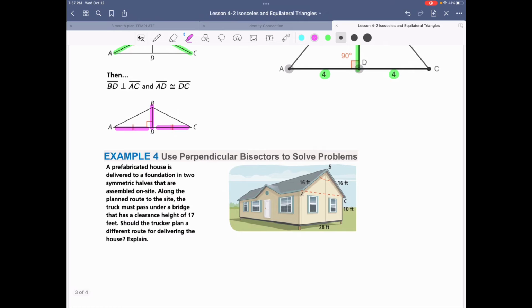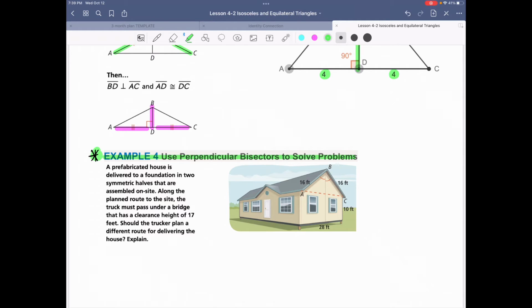For example 4, we will use perpendicular bisectors to solve problems. So if you have a highlighter, you can highlight that. We're using the perpendicular bisector. If you don't have a highlighter, just draw an asterisk. A prefabricated house is delivered to a foundation in two symmetric halves that are assembled on site. Along the planned route to the site, the truck must pass under a bridge that has a clearance height of 17 feet. Should the trucker plan a different route for delivering the house?